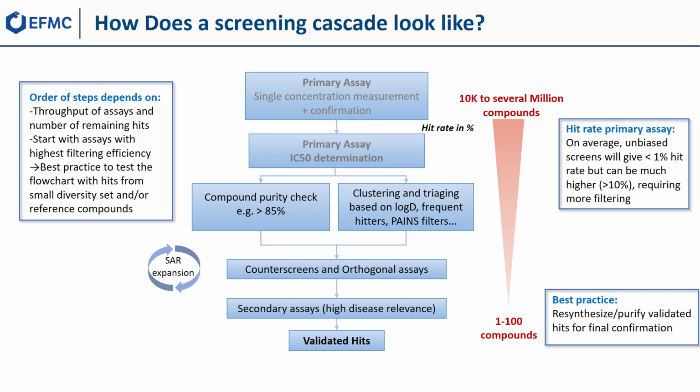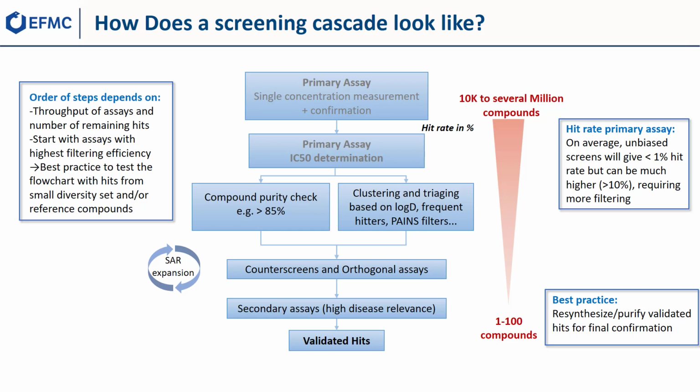And finally, we're going to run them through so-called secondary assays, which are more complex assays with high disease relevance. And again, we want the compounds to be active there. At the end of your screening cascade, if you've designed it properly, the hits that you have should be validated.